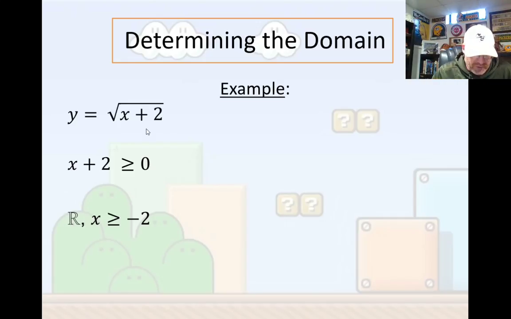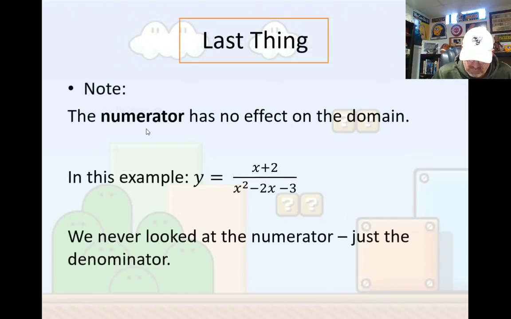So I hope there's some agreement with you guys that, boy, if those are the only two things you have to worry about, it's not that difficult. And that's the truth. Range, we'll talk about range, but domain should be very easy for all of you. One thing I want to point out: the numerator in that example, the x plus 2 over x squared minus 2x minus 3, played no role in it. The rule was no 0 in the denominator and no negatives under a radical. So the denominator is what we have to worry about. We don't have to worry about the numerator.